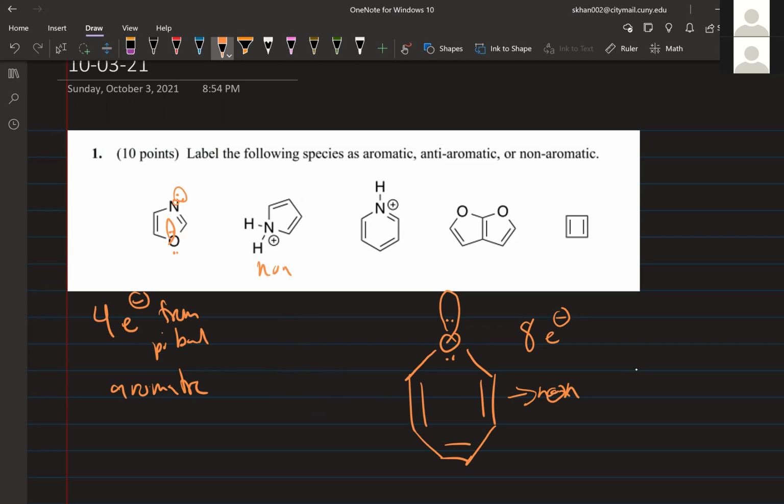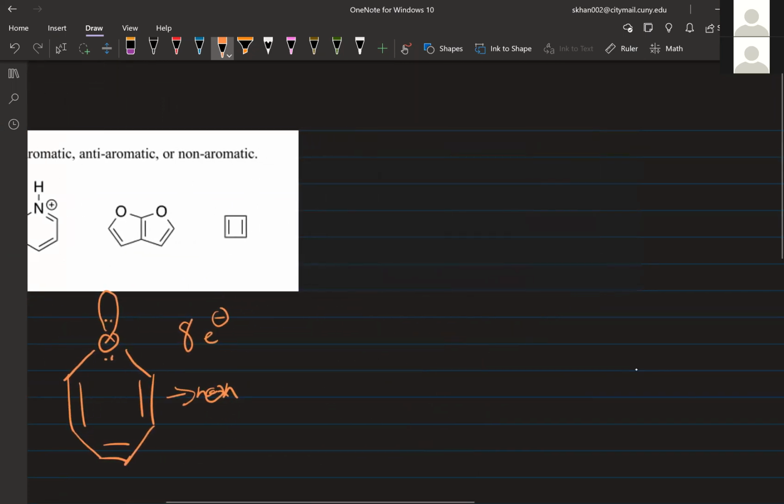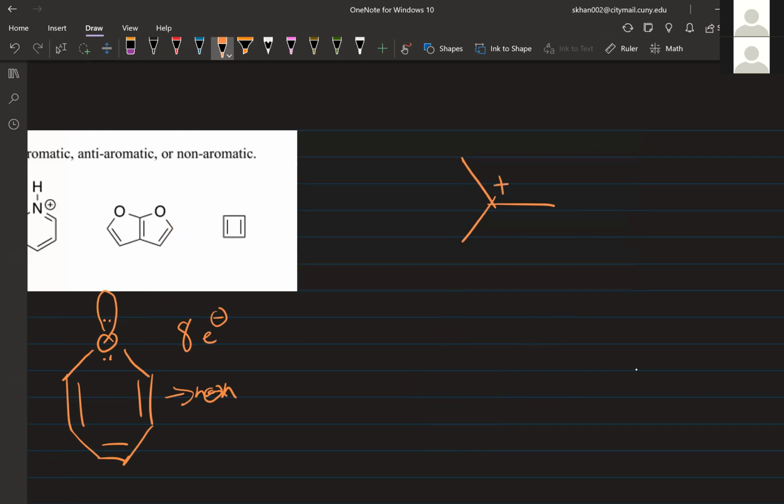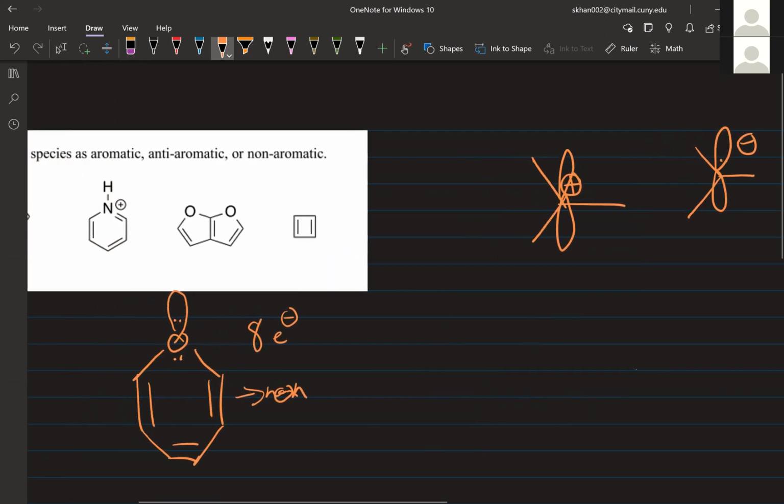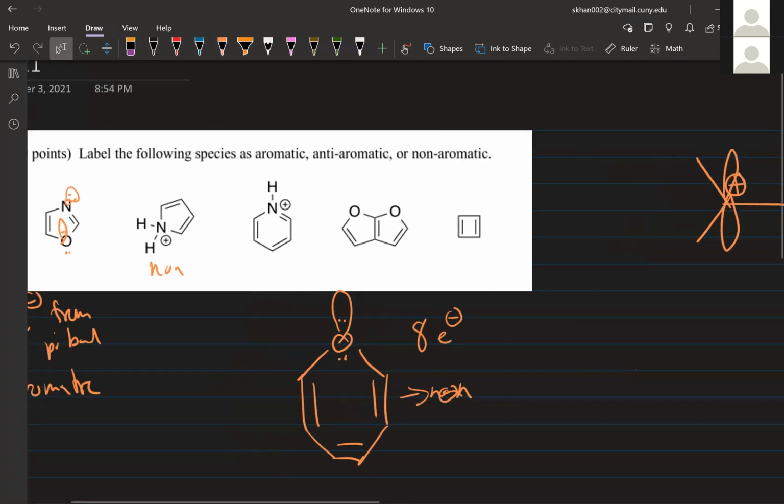Let me just read the chat here. It said plus is an empty p orbital on carbocations, right? So when I was saying that, I specifically said whenever you see a carbocation, think of it as an empty p orbital. When you see a carbanion, it's a filled p orbital, right? On nitrogens, oxygens, and other heteroatoms, it just varies, right? But on carbons, that's generally how you can think of them.